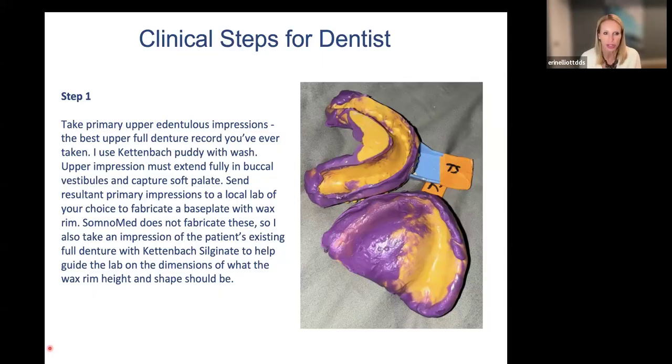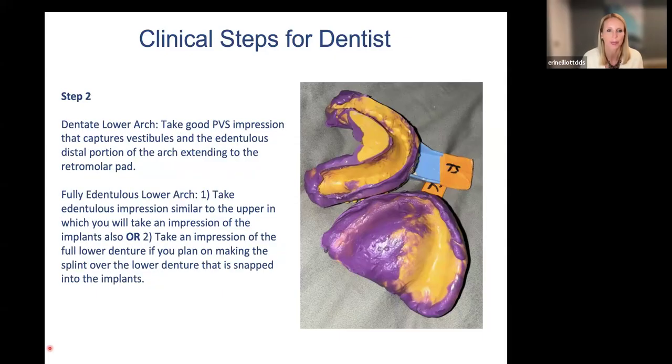But what I also do is include just some cheap material, alginate, and I take an impression of the upper denture. And that is so the lab knows what they have existing so that they can make a wax rim in a similar vertical and a similar width so that I don't have to do a lot of adjusting when it comes back. So then it is pretty straightforward.